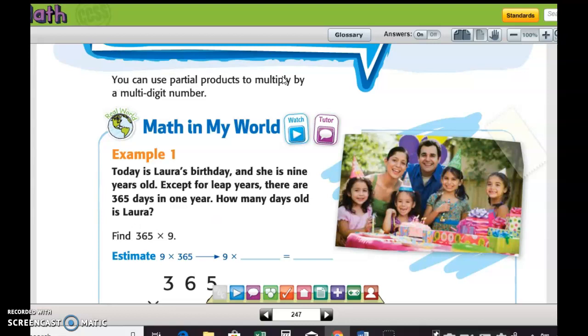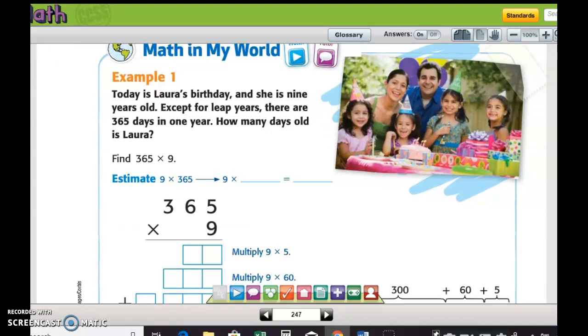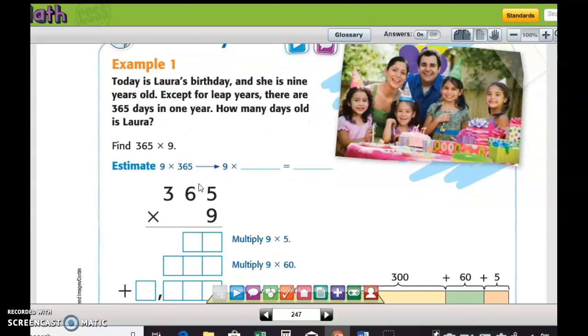You can use partial products to multiply by a multi-digit number. Now, before I read the example, this does look like the standard algorithm, but it is a little bit different, so don't race ahead yet. Example 1. Today is Laura's birthday and she is 9 years old. Except for leap years, there are 365 days in 1 year. How many days old is Laura?